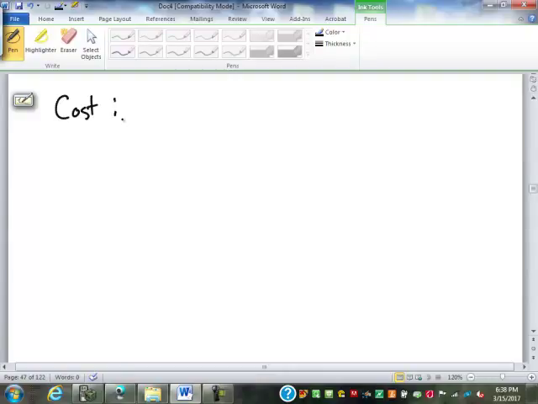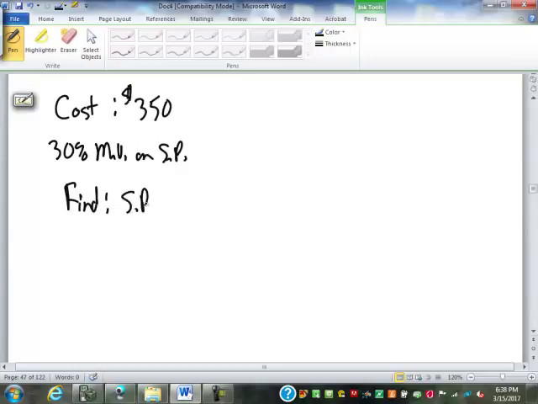Let's say we have an item that costs $350. There's a 30% markup on selling price. Find the selling price. I'm going to go through this slowly as I write it down to give you a chance to try to get ahead of me.